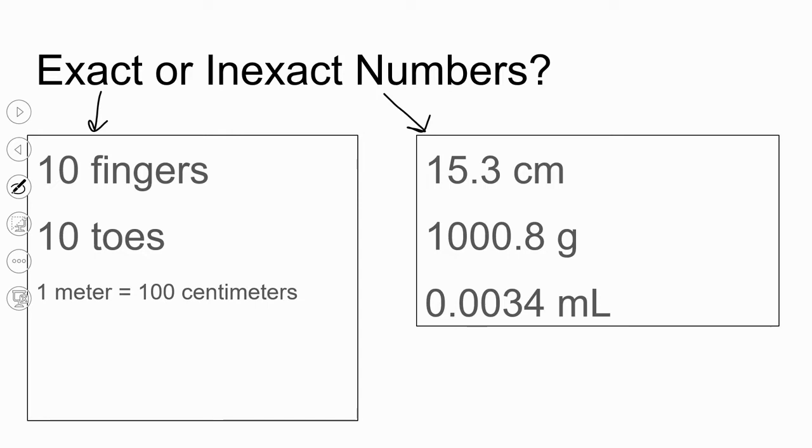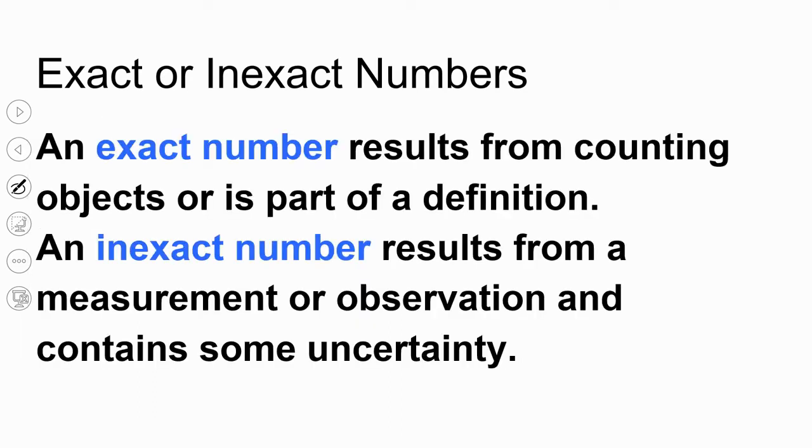Okay, so exact numbers are things like when we counted it. Unless we mess up our counting, this is exact. Or a definition: 1 meter is 100 centimeters, that's a definition. So that's going to be an exact number. These are measurements. Anytime we're measuring something, we are going to get inexact numbers. Exact is from counting or part of a definition. Inexact is from a measurement or observation. Our measurements are always going to be a little bit uncertain, a little bit inexact.